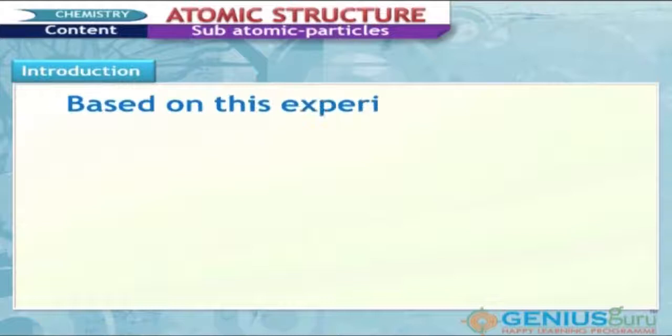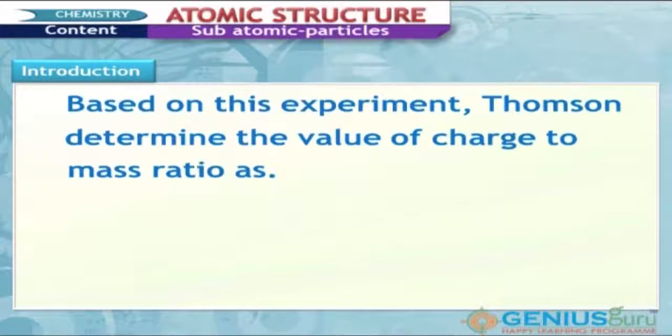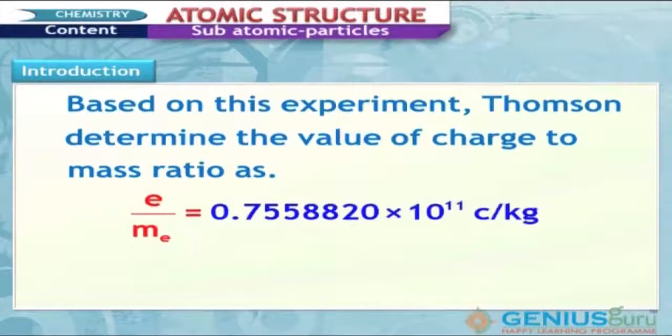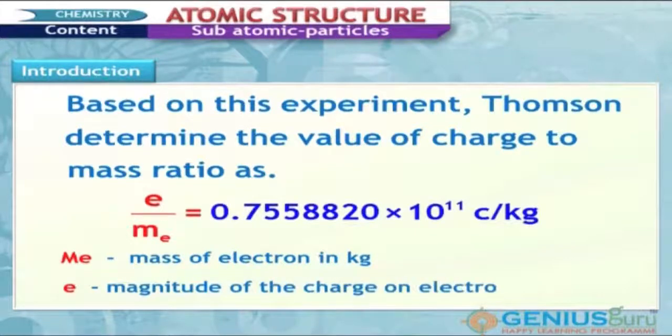Based on this experiment, J.J. Thomson determined the value of the charge to mass ratio. This is also known as specific charge, which is e/m. So here e/m_e is equal to 0.755880 × 10^11 coulombs per kg. So this is the specific charge of the cathode rays, or cathode rays consist of a stream of particles called electrons. Hence this is the specific charge of the electron. Here m_e is the mass of the electron expressed in kg, and e is the magnitude of the charge on the electron in coulombs.